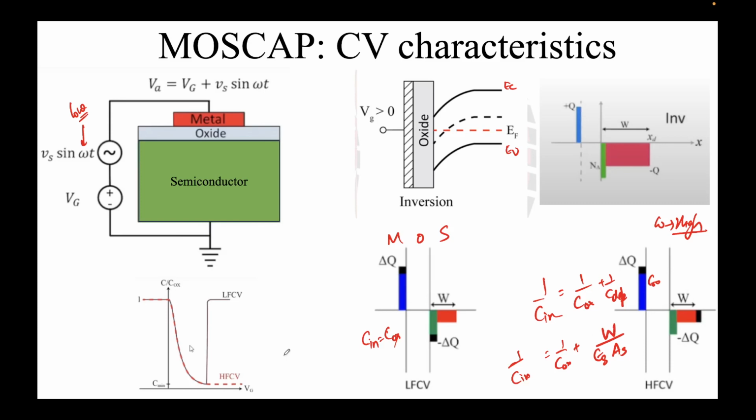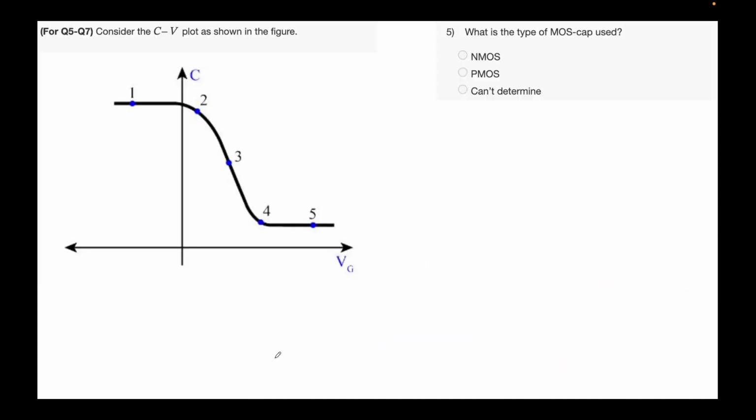The key takeaway here is that when the frequency is low, accumulation and inversion will have the same capacitance values. For high frequencies, it's not the case. At high frequency, it just stays put at some minimum value, and it cannot shift much from that even if you increase the gate bias. Okay, so based on this basic understanding of how the CV characteristics look, we are going to solve some problems. This will be a sort of revision of the theory we had talked about.